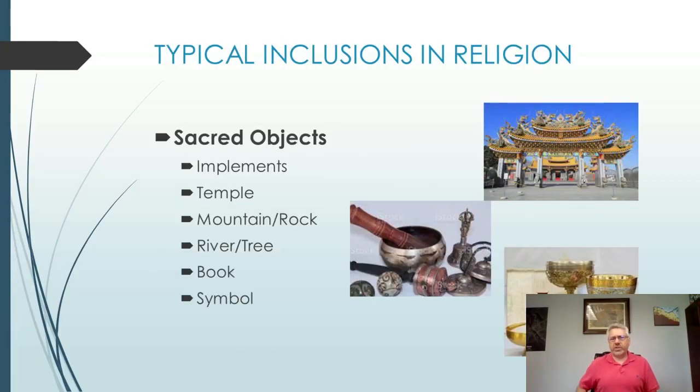Some of the typical inclusions in religion. What do religions normally have within them? What are the things that you would normally find when you're looking at a religion? Well, first of all, you're going to find some sacred objects of some sort. The sacred objects might be implements that they use to perform rituals, or to go through particular rites of passage or whatever else. There's often going to be a temple or a church or a meeting facility. They might have a holy mountain, a holy rock, a holy river, a holy tree, a book, a symbol. Every religion has some sort of sacred objects.